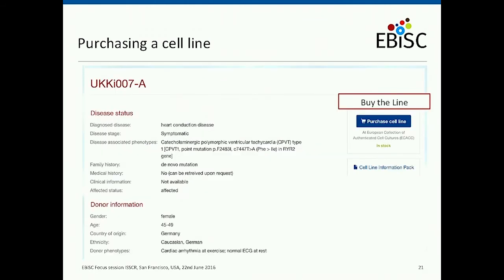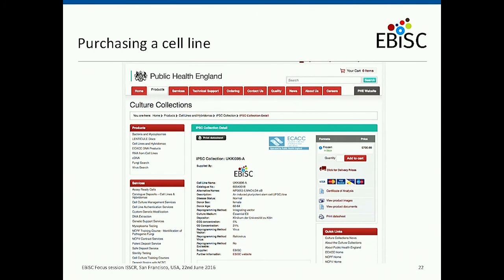Then you can actually buy the line. So the EBiSC website itself doesn't facilitate purchasing. All the distribution is done via ECAC, as Julie mentioned. So clicking on the purchase line takes you to the ECAC website. It actually opens up a new tab so you don't lose your place on the EBiSC website.